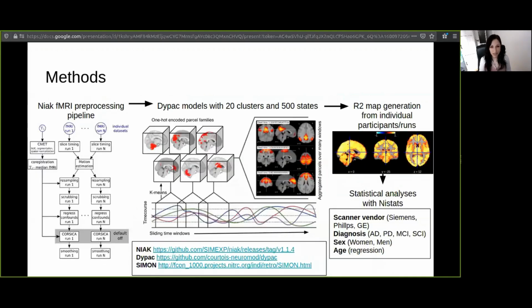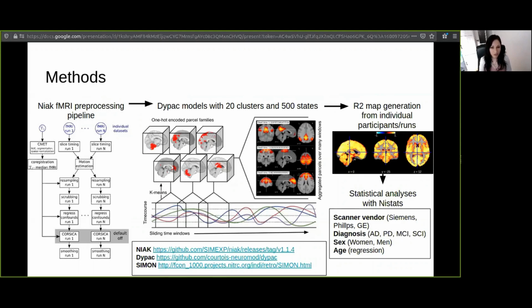Neuroimaging data was pre-processed using the established fMRI pipelines for the Neuroimaging Analysis Toolkit, known as NIAK. Minimally pre-processed, unscrubbed, resampled data was used for the Dypac embedding models, which consisted of 72 scans from SIMON and 140 from the first release of CCNA after QC.